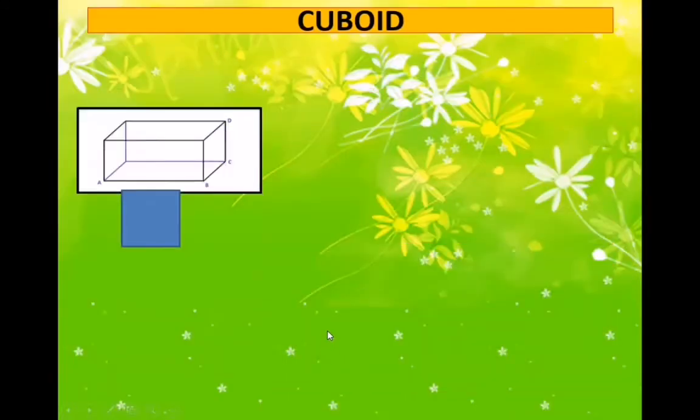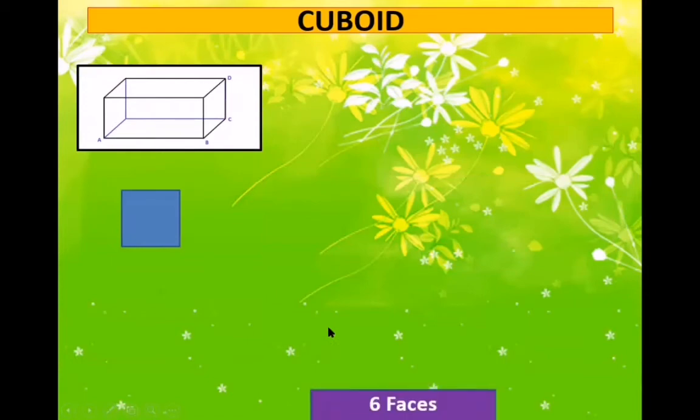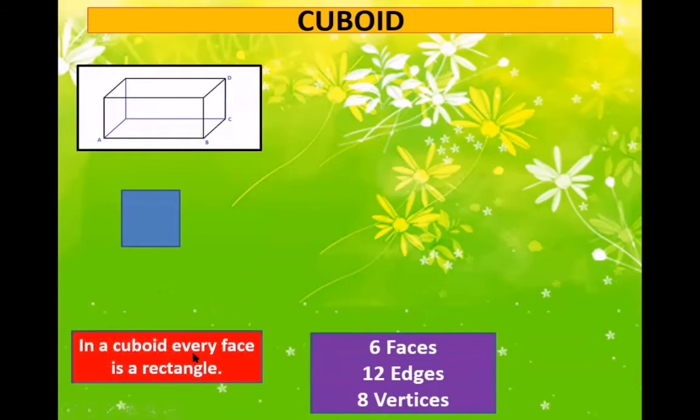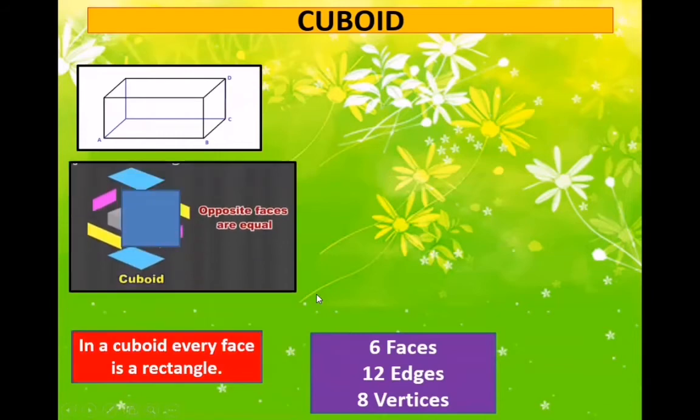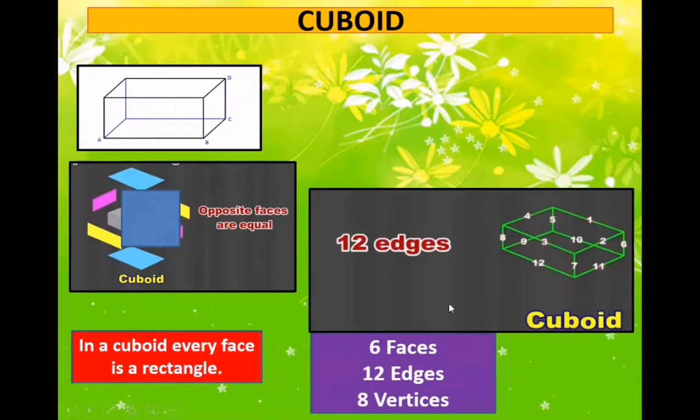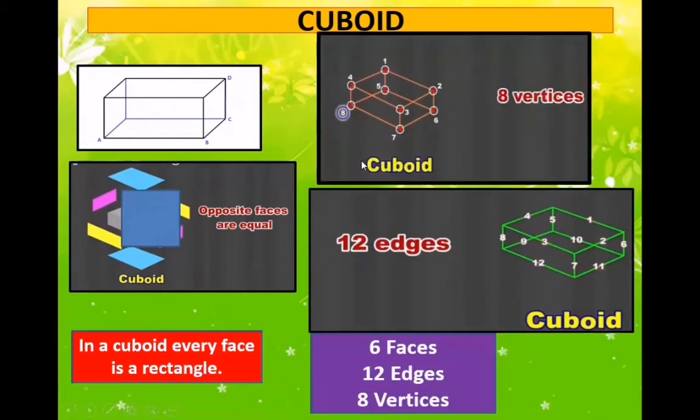Next, cuboid. A cuboid again has 6 faces, 12 edges, and 8 vertices, same as a cube. In a cuboid, every face is a rectangle. Its opposite faces are equal. These are the 12 edges, and here are the 8 vertices of a cuboid.